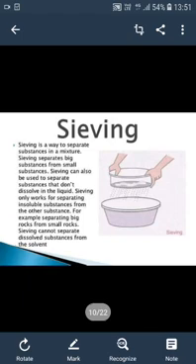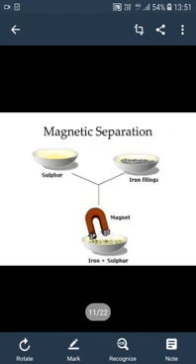Your next method is your sieving. Usually this method is commonly used at homes. For what purpose are we using it at home? To separate wheat bran from flour. The method of separating particles of different sizes using a sieve, we call sieving.